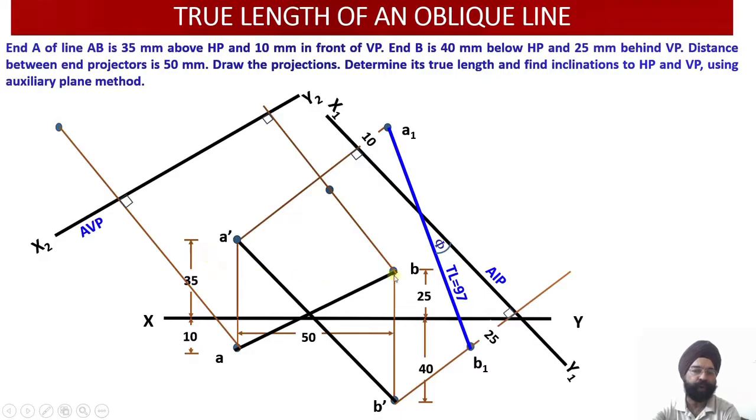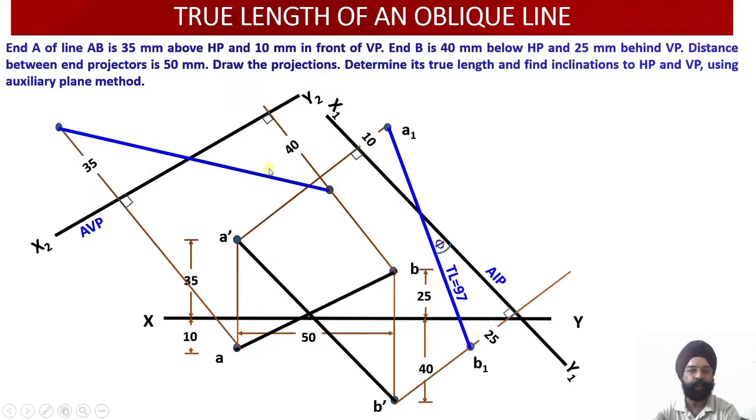But what about B2? Now check, A dash point lies 35 mm above XY line, which means it is positive, but B, in the front view, lies 40 mm below the horizontal plane. Below the horizontal plane means negative. So from here I have to go negative, behind. This is above, this is behind. So this is 40 mm behind, this is 35 mm in front.